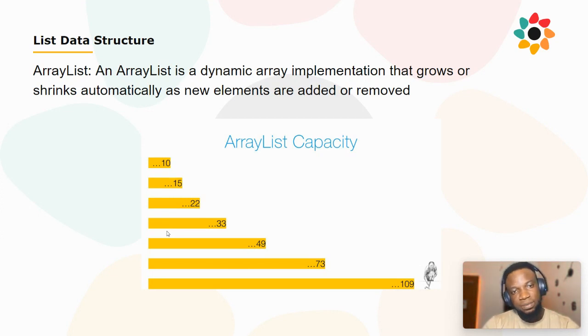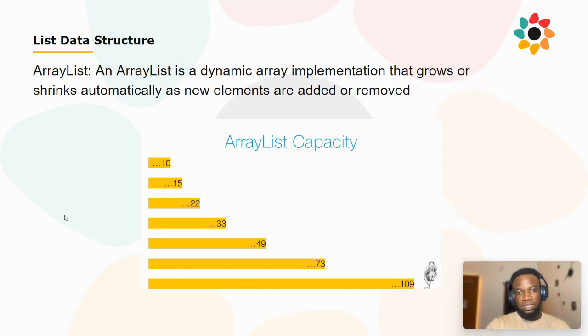Array list is a dynamic array implementation that grows or shrinks automatically as new elements are added or removed. When I mean something is dynamic, it means that when you add new elements into that particular array, it can grow and it can shrink depending on the number of elements currently in that array.